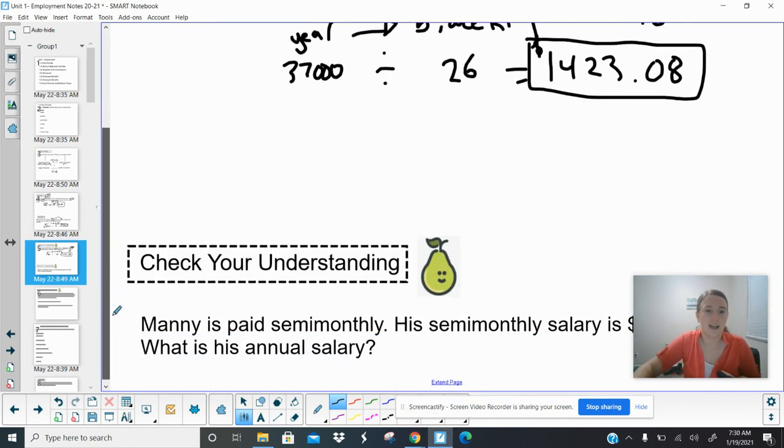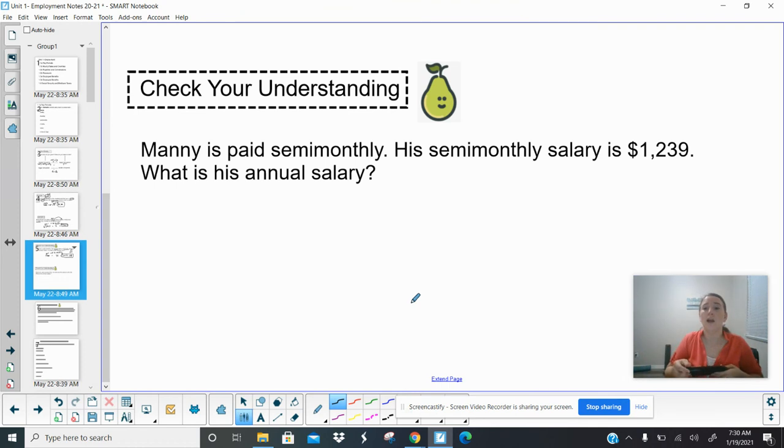Okay, I want you to try this last one on your own. Again, write down what we have to start with and what time period it is. Think of where we're going. Should we multiply or divide, and then by what number? Try the whole thing. Okay, so semi-monthly salary is $12.39.